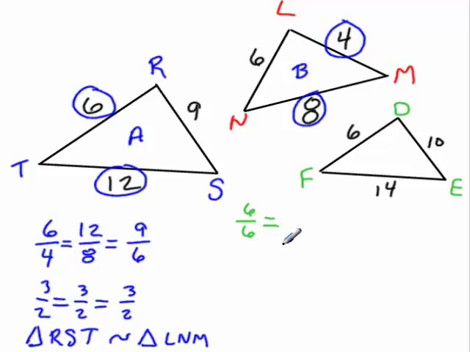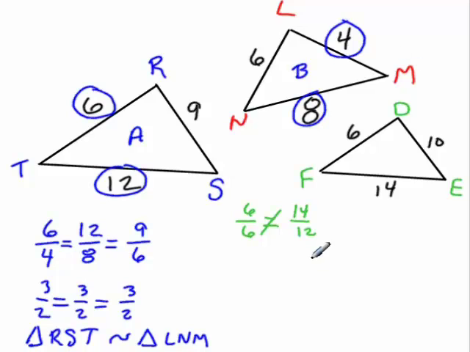Looks a little intriguing. We know that automatically reduces to 1. So when we look at this larger one of 14 over 12, we can stop right there. We have found one set of sides not proportional. So we know that these two triangles, RST and DEF, are not similar. Well, what about triangle DEF and triangle LMN?